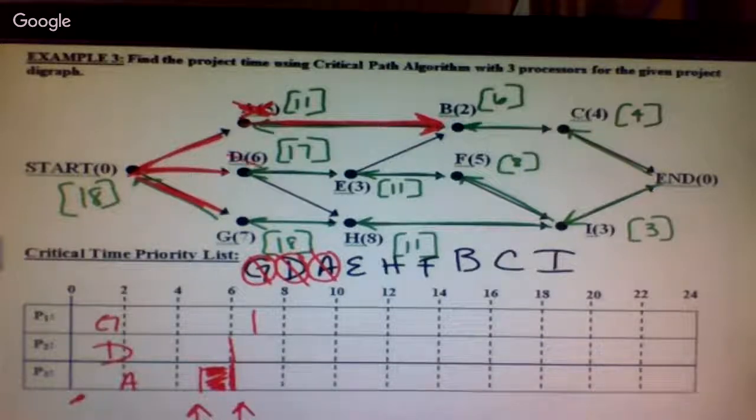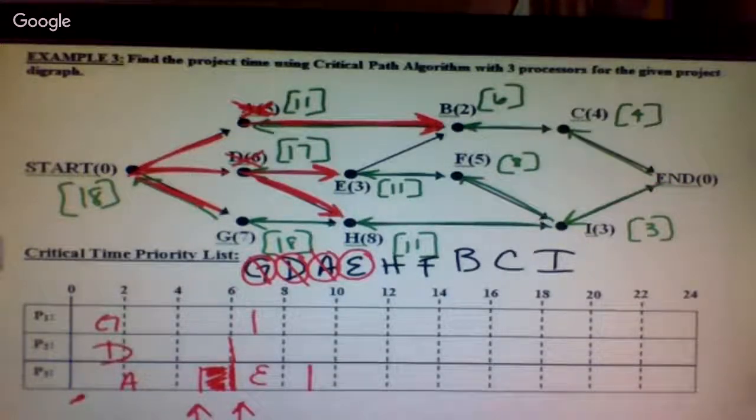Okay, so now D is done, which leads into E and leads into H. Is E ready? Yes. Is H ready? No. Okay, so now I've got 2 processors open, 2 and 3. Only 1 task available. Do you want it to go to 2 or 3? 3. Okay. So E takes 3 minutes. That takes me out to 9.